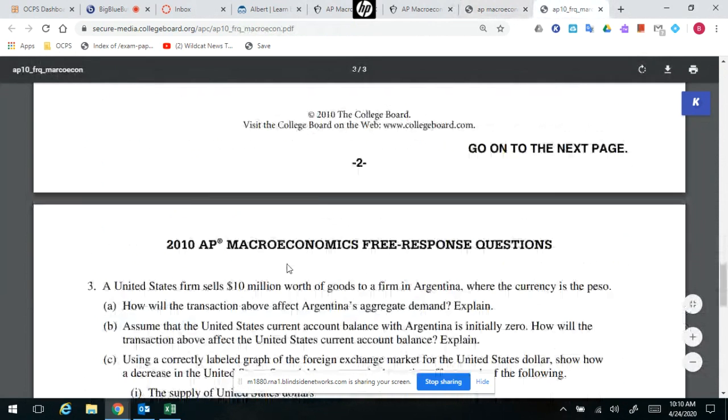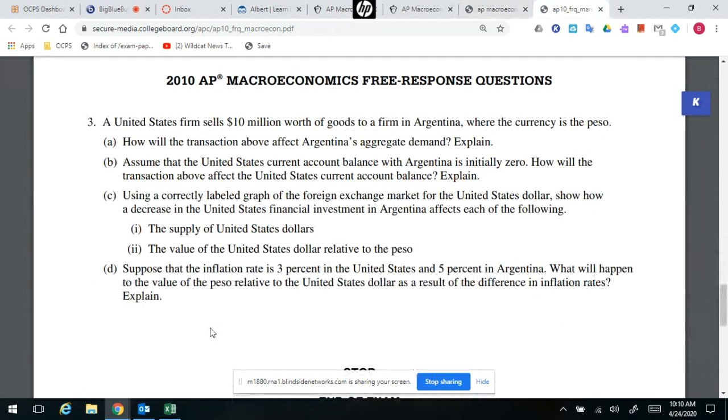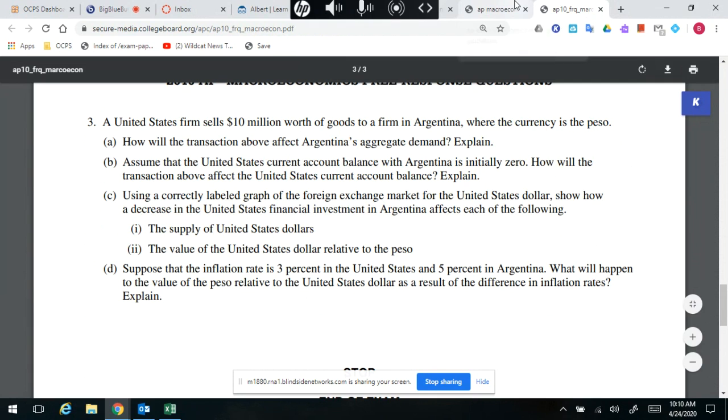Let's take a look at number 3. A United States firm sells $10 million worth of goods to a firm in Argentina where the currency is the peso. Okay, so we're selling things to Argentina, and Argentina is buying our stuff. So in order for Argentina to buy our things, Argentina would have to supply their peso and then demand our dollar. By selling stuff to Argentina, this is good for the United States. We're exporting more. In Argentina, they're going to be importing, and that's not good for them. Imports are a leakage; it's a negative.